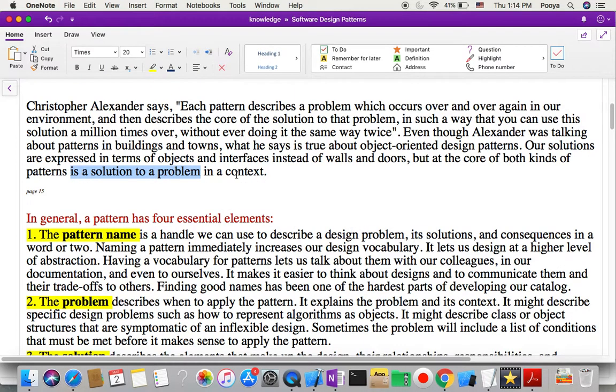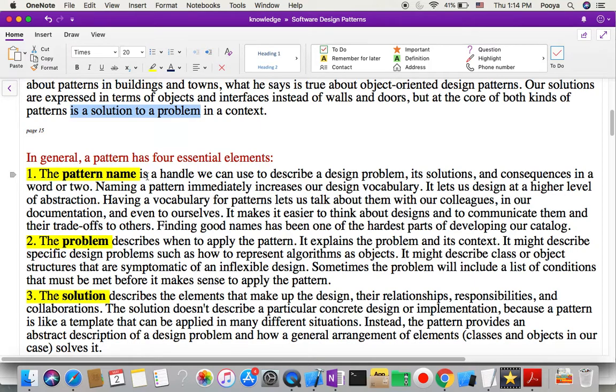So the first is the pattern name. The pattern name is a handle we can use to describe a design problem, its solution and consequences in a word or two. Naming a pattern immediately increases our design vocabulary. It lets us design at a higher level of abstraction. Any sentence here you need to have in your mind. Having a vocabulary for patterns lets us talk about them with our colleagues, in our documentation, and even to ourselves.